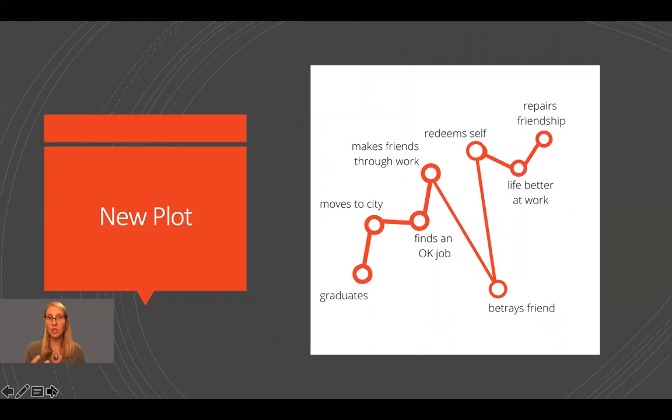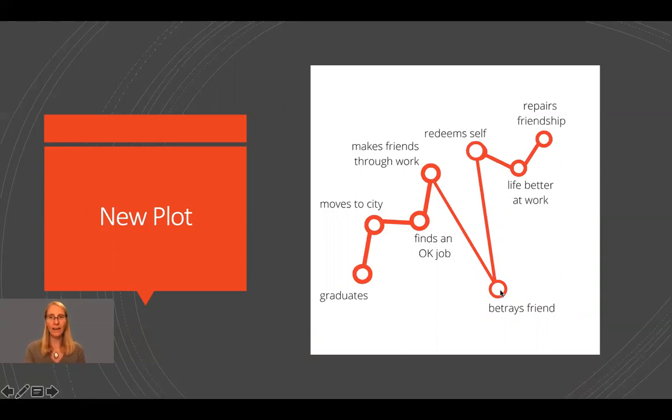So I'm establishing a new plot. Here, I've decided to go modern day, something that all of us can relate to. Instead of leaving to go off to grandma's house, I'm having someone graduate from college, perhaps you, Indie. Perhaps very soon some of you might be able to relate to that. And then moving to a city. I haven't decided where yet, but this person is going to move to the city. This person is going to find an okay job. It's going to get better when that person makes friends through work.